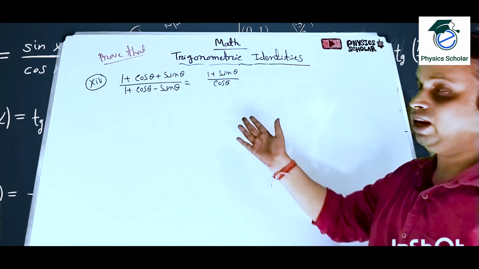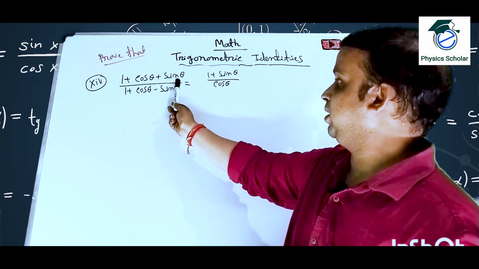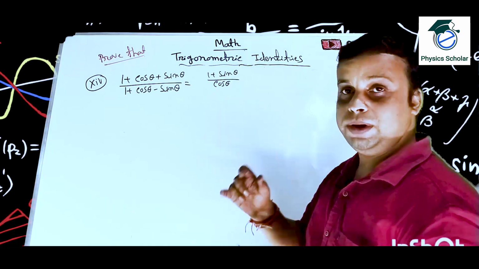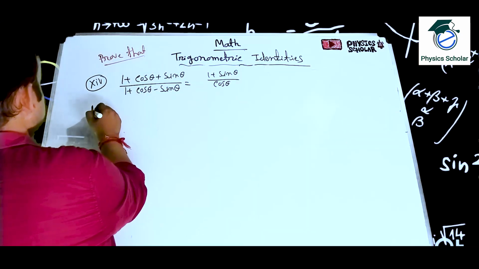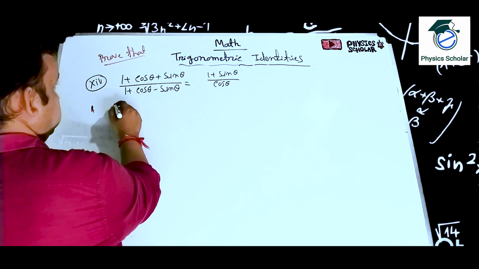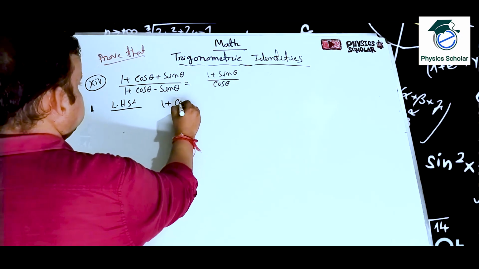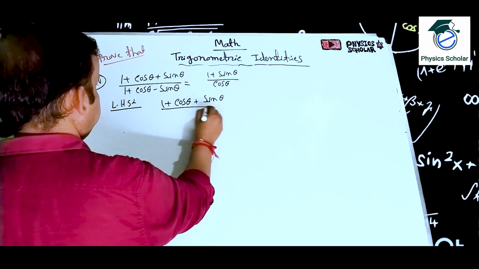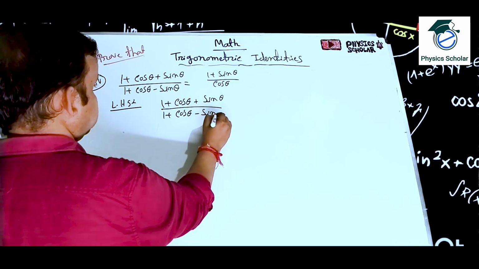So students, now moving to the next sum, we have to prove what? 1 plus cos theta plus sin theta divided by 1 plus cos theta minus sin theta is equal to 1 plus sin theta divided by cos theta. Okay, so now left hand side, what is that? 1 plus cos theta plus sin theta divided by 1 plus cos theta minus sin theta.